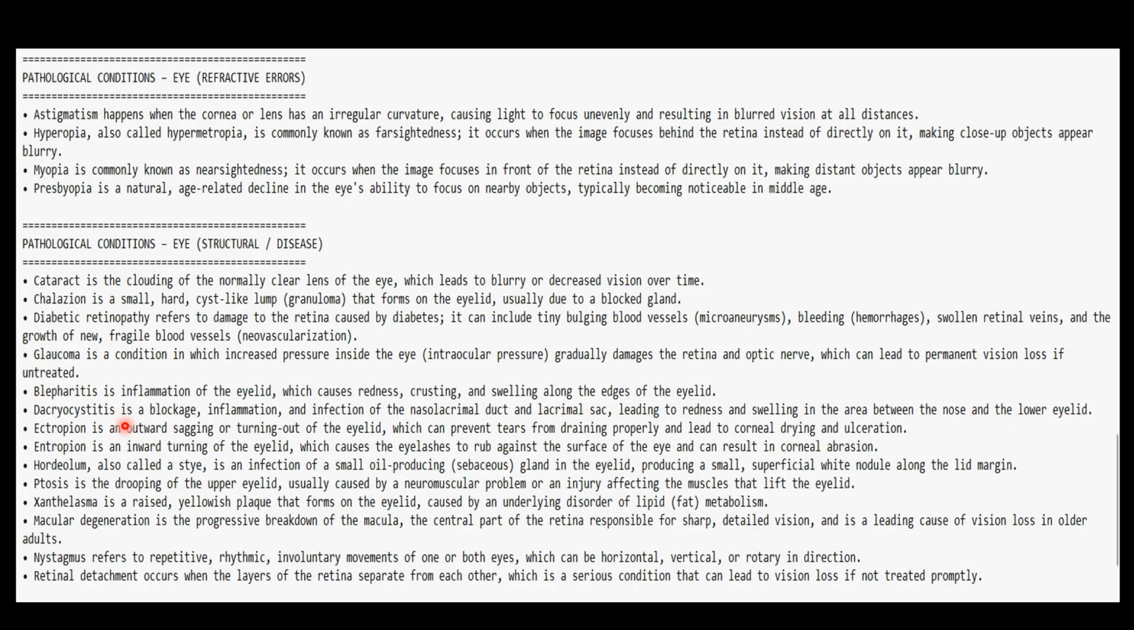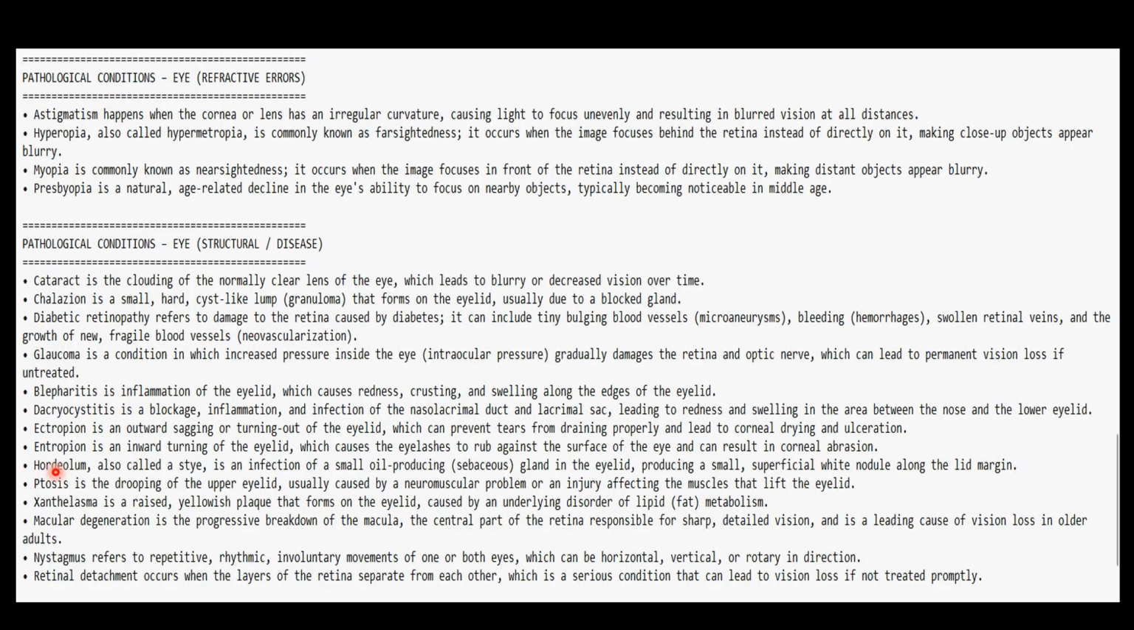Clear? Then we have ectropion, which is nothing but an outward sagging or turning out of the eyelid. In this situation, the eyelid is turned outward, which can prevent tears from draining properly and lead to corneal drying and ulceration. Okay, because tears are not draining properly.